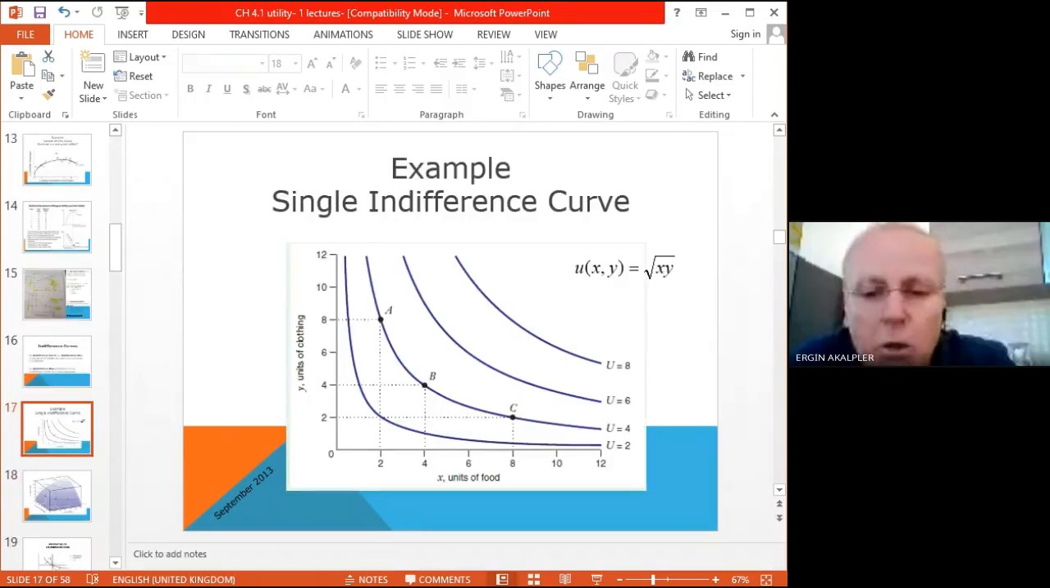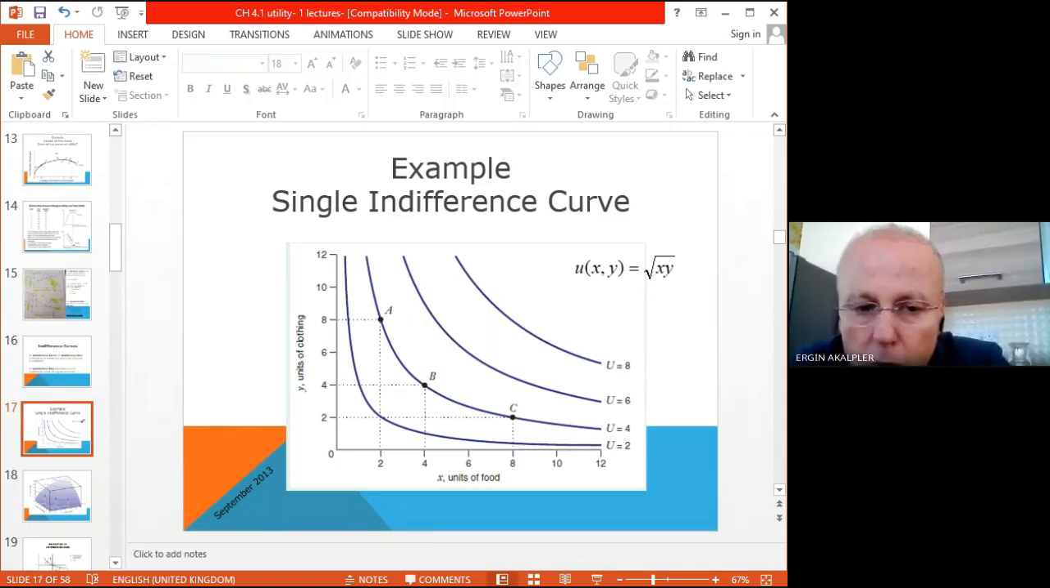And as it is given here, U2 is lower than U4, and U4 is lower than U6, and U8 is higher than all. Therefore, if the utility function is given as root square of X multiplied by Y, then when we put this multiplied equation, we will have the utility as given here, the highest bundle at the indifference curve at 8, where the utility is equal to 8, and of course the combination of clothing and food on this utility 8 is the highest.